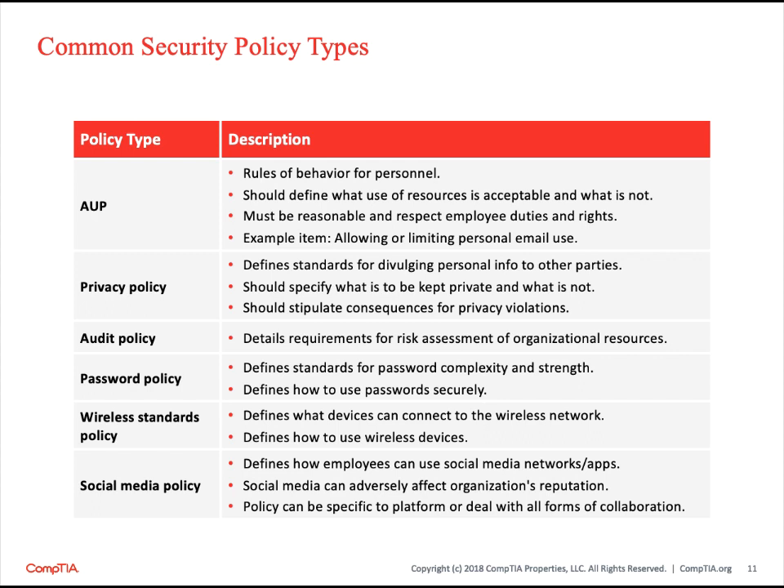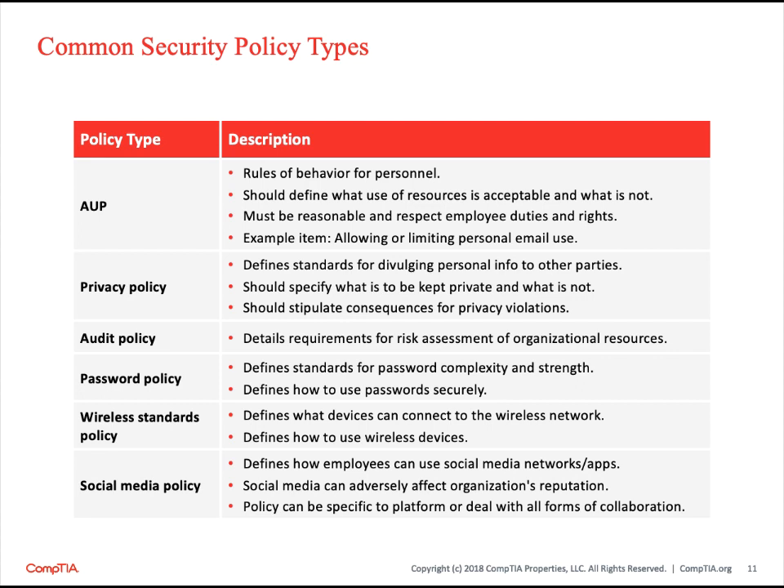All right, so common security policy types. So we have our acceptable use policy. This is going to state the limits and guidelines that are set forth for our users and others who are going to make use of an organization's physical and intellectual resources. So this is going to be our rules of behavior for those personnel that use those resources. So it should define what use of resources is going to be acceptable and what's not.